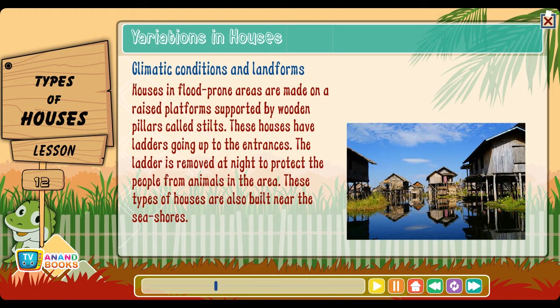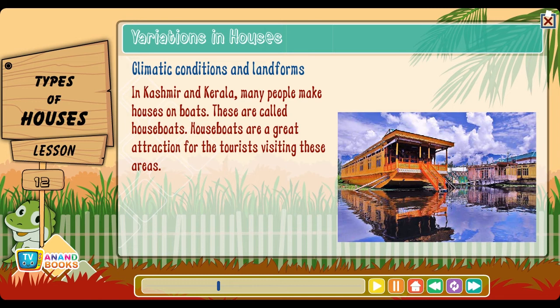In Kashmir and Kerala, many people make houses on boats. These are called houseboats. Houseboats are a great attraction for the tourists visiting these areas.